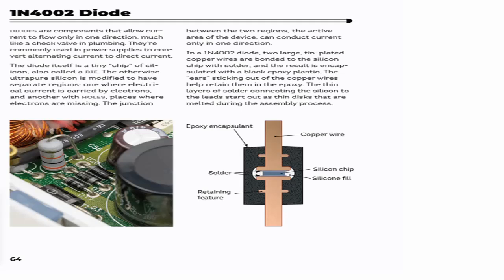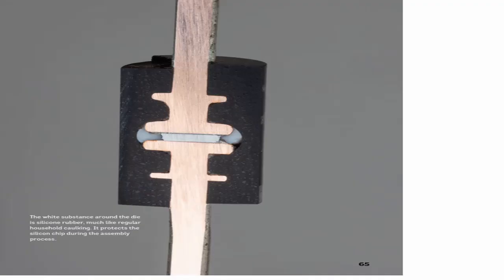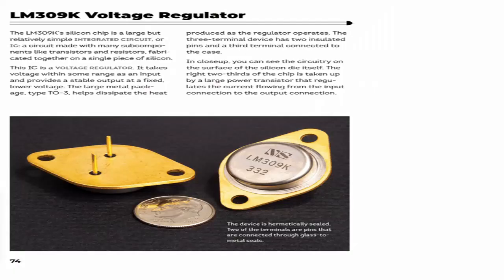The 1N4002 diode is a general-purpose rectifier diode used for converting AC to DC, voltage rectification, and protection against reverse polarity. Here is a cross-section of the 1N4002 diode.